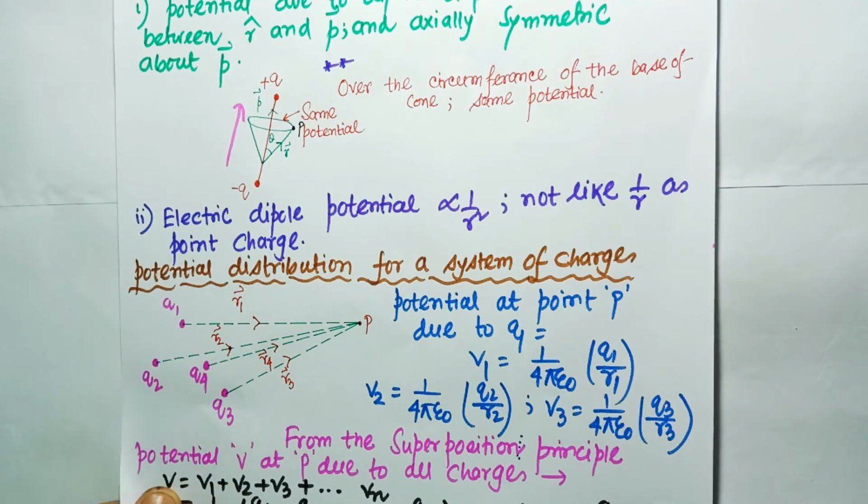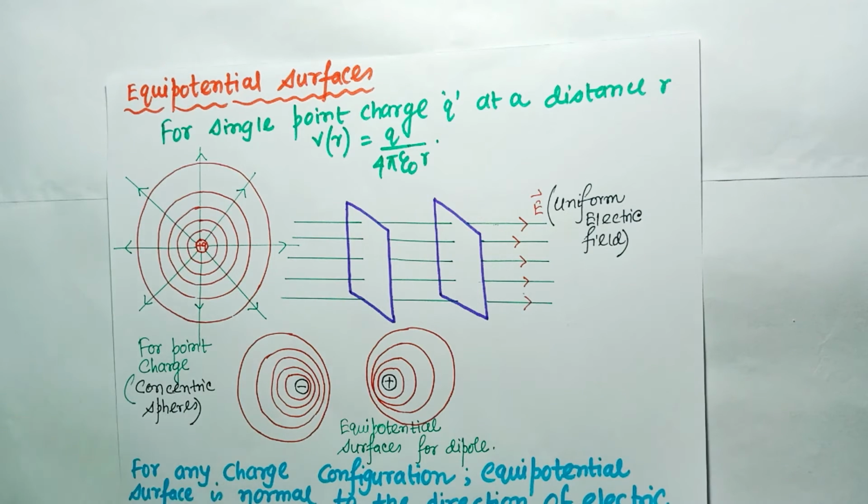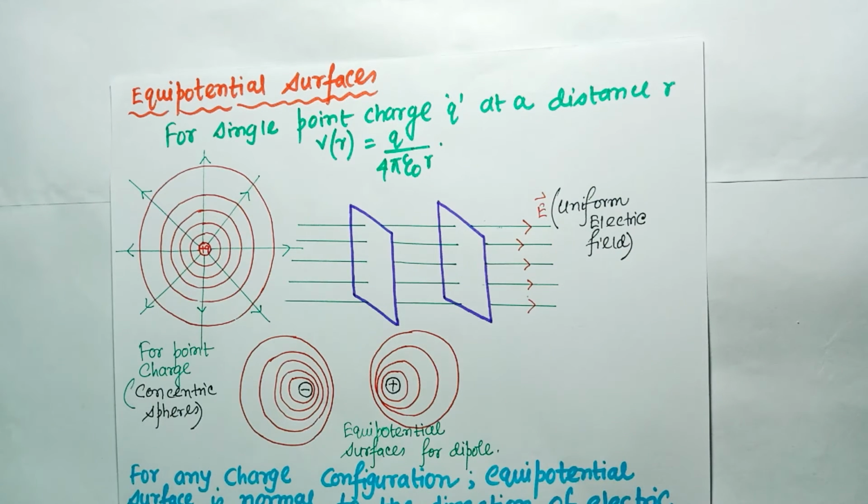So this is the equipotential surface. We will now discuss the equipotential surface. From the name we can understand that it is the surface over which there is a constant potential. Equipotential means there is a constant potential.